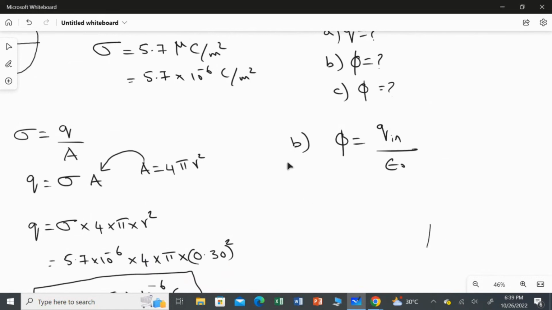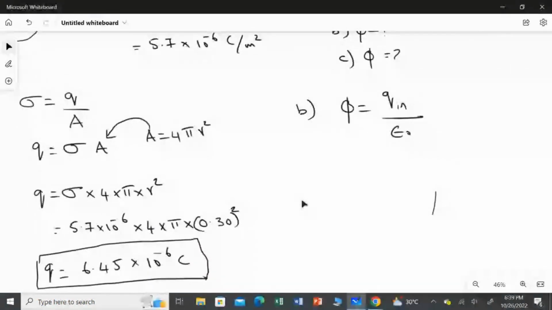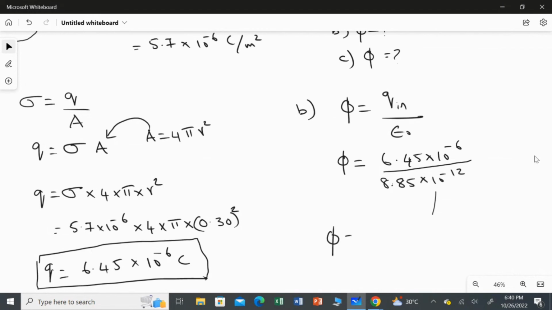So now, in place of the charge, I'm going to take the answer and substitute it here. So what will you get? The flux is equal to 6.45 multiplied by 10 to the power of minus 6 divided by, what is the constant value of epsilon naught? 8.85 multiplied by 10 to the power of minus 12. Now I'm going to find the value of the flux. So what's the value of the flux?